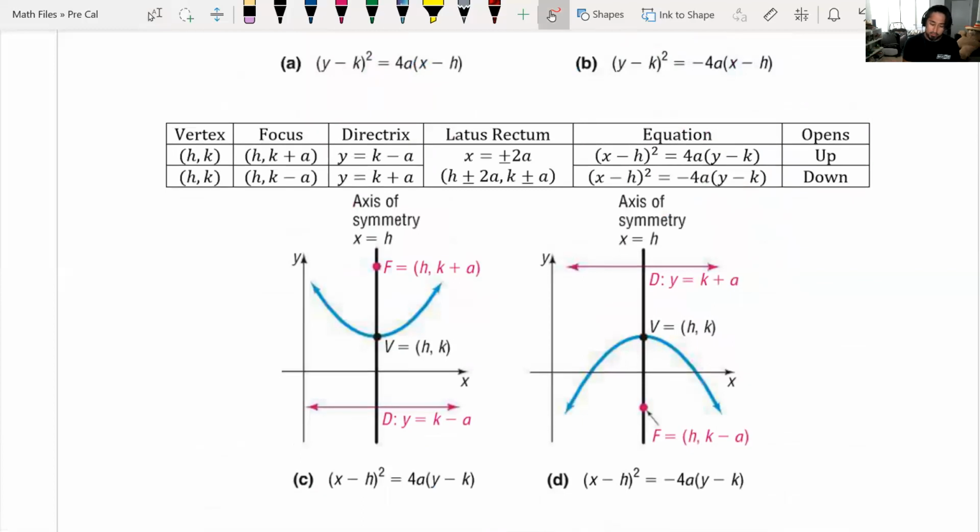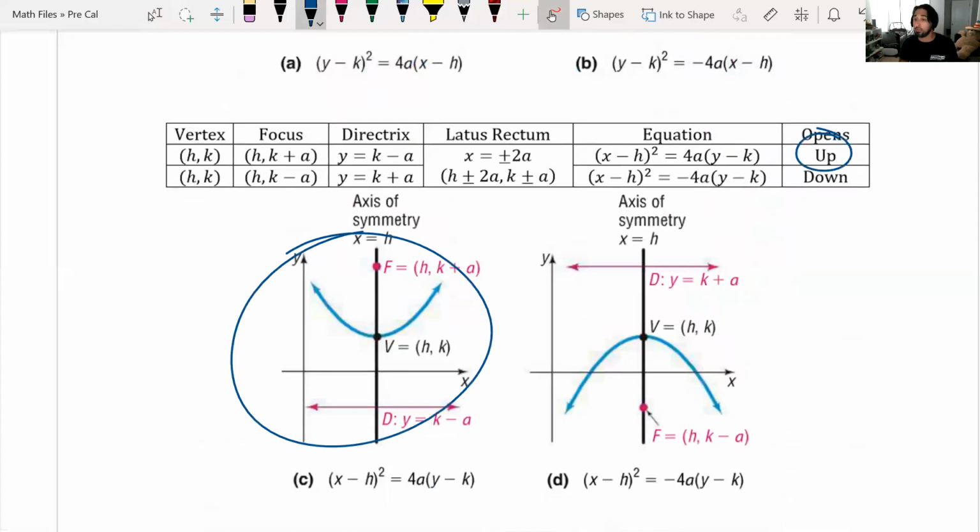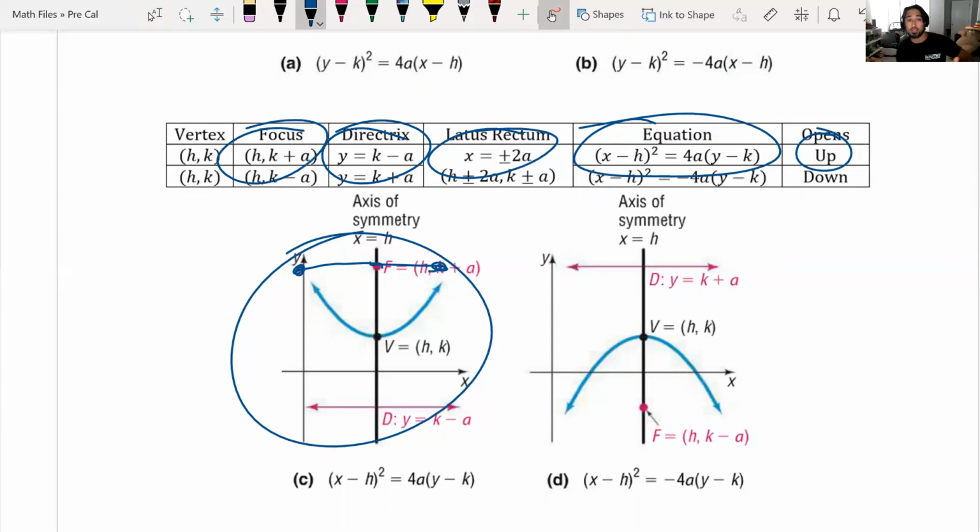Okay, we got a bunch of similarities here. So here you have a parabola that opens up, which means we use the first equation, right? But now the latus rectum is different, because look where our focus is. Now it's going to say whatever your x value is, you're going to go right 2a and to the left 2a. So for this focus here, we would go left 2a, right 2a, and you would have your latus rectum. And then your directrix is now a horizontal line, so it'd be y equals k minus a. Your focus is (h, k plus a), and your vertex is still known as (h, k).